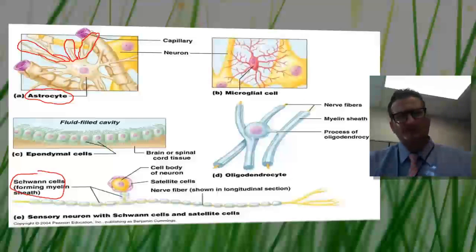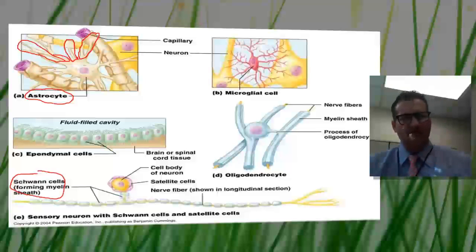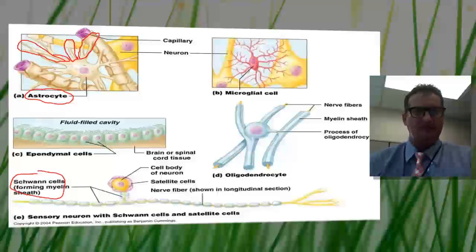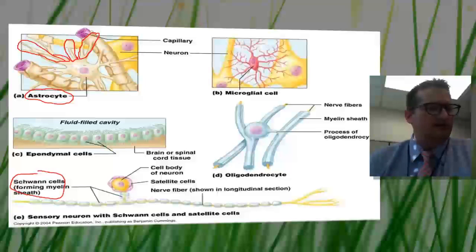These projections that wrap around capillaries form the blood-brain barrier, and they funnel glucose and other nutrients from the bloodstream to the neuron. They're also important for filtering potentially harmful substances so that they don't ever get into the neurons and destroy them.